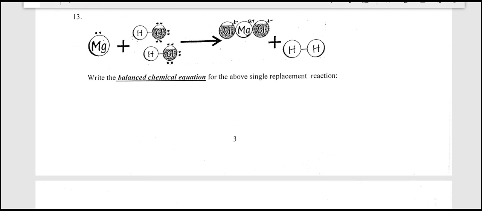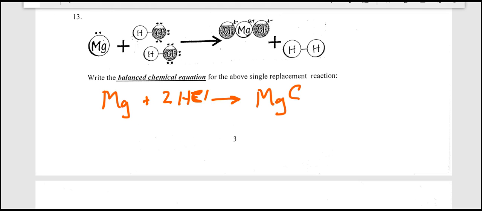Alright, now write the chemical equation for this single replacement. So we have magnesium all by itself, which is single. Hydrogen chloride, like that. And that's 1 molecule of hydrogen chloride. I need 2 of them. And then over here we have magnesium chloride. Take care to always put the metal in front, even if the picture doesn't show it.